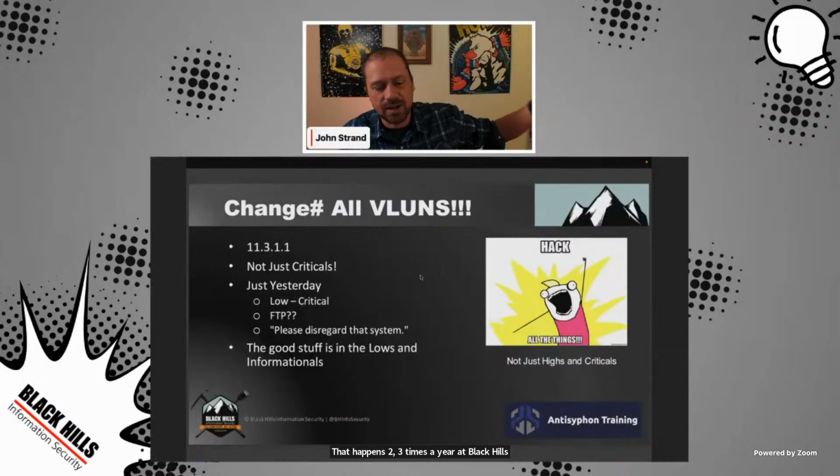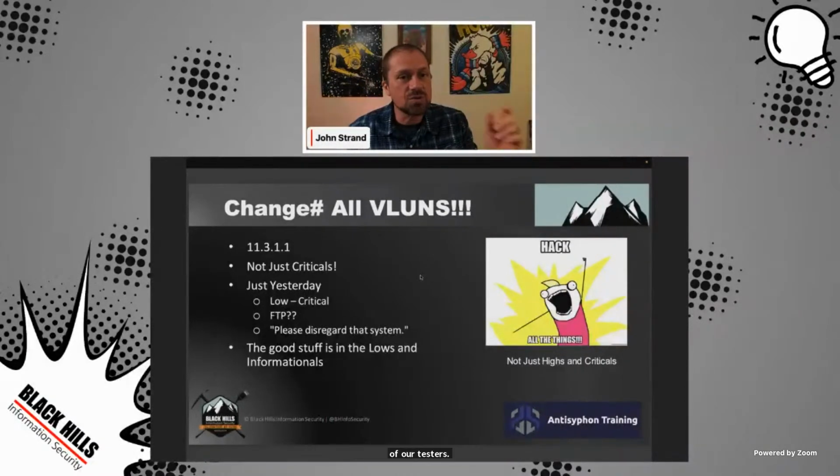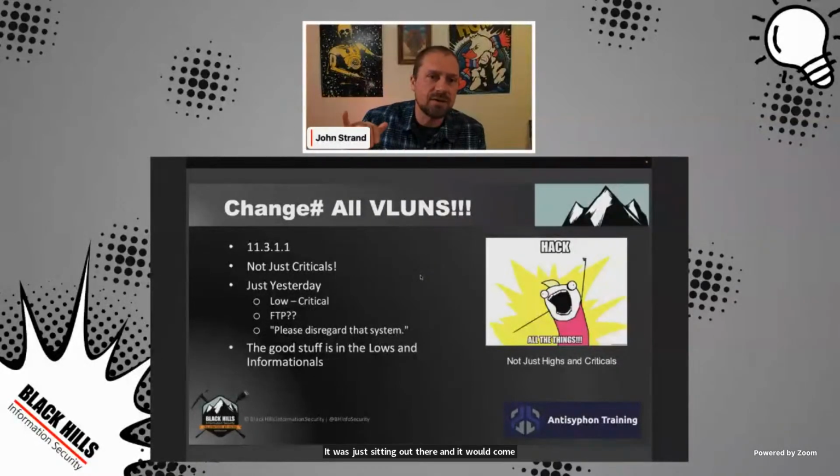Just yesterday, working with one of our testers, we had a couple of situations where lows and informationals were actually highs or criticals. One of them was an FTP server. It was just sitting out there, and it would come up and say, you are currently one out of 50 available people connected to this FTP server at this time. Let's just say that we probably shouldn't have had access to what that FTP server had access to.